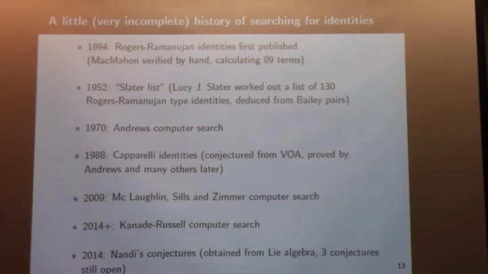And some of them are found using Lie algebra. Some of them are found, who knows how. Who knows how Rogers-Ramanujan first found it? It's just like something appeared in his mind and he found these identities.